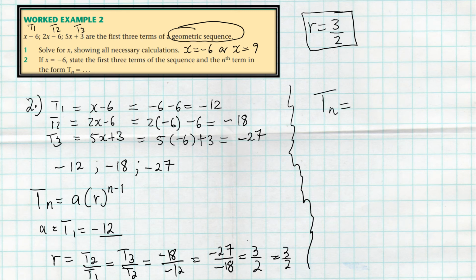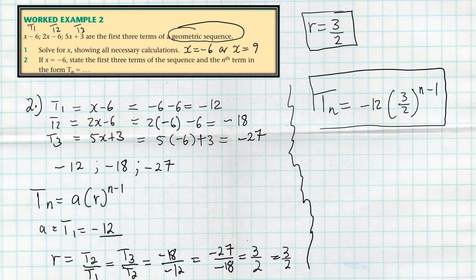So our Tn will be our A, which is minus 12, our R, which is 3 over 2, all exponent n minus 1. This is our general formula. Okay.